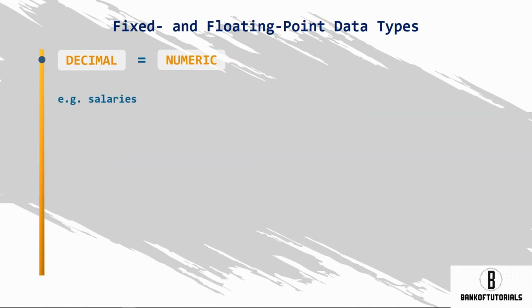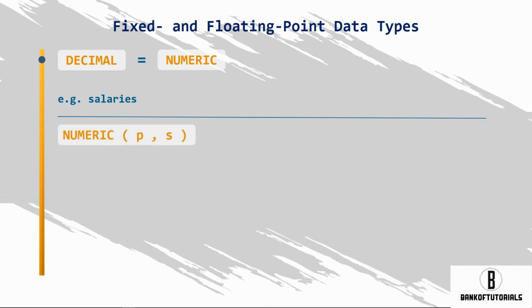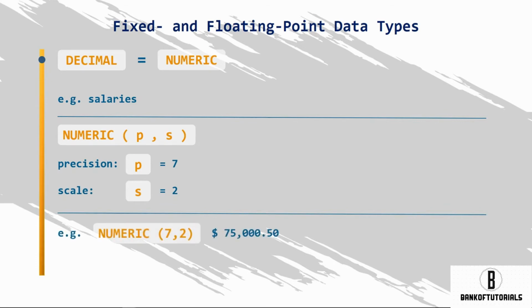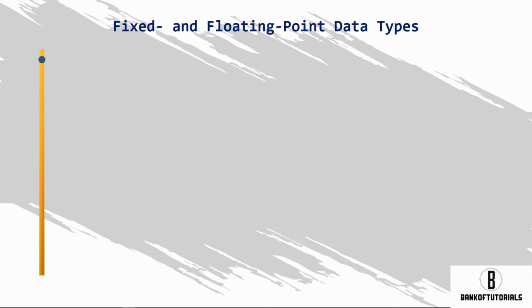Numeric and decimal are great for representing a currency. For example, the salaries in a company could be represented by a 7-digit number with only 2 digits after the decimal point, indicating dollar cents. This is the perfect moment to abide by the following syntax: numeric, P, S in parentheses. P stands for precision, the number of digits of any of the values, in our case 7, and S stands for scale, the number of digits after the decimal point. Thus, a salary of $75,000.50 will fit this numeric data type. Awesome!